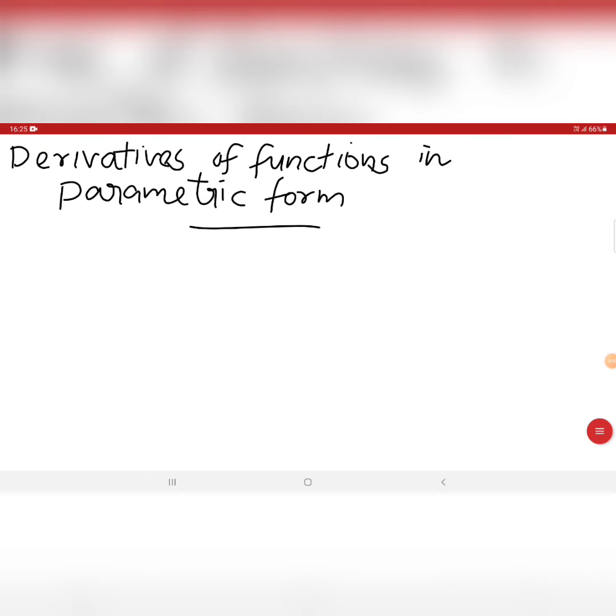Derivatives of functions in parametric form. If two variables x and y are in terms of a third variable, the third variable is known as the parameter. Let y equal a function of t, f of t, and x is a function of t, where t is the parameter. In such a case, how can we find the derivative of y with respect to x?